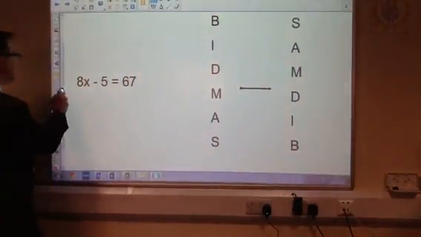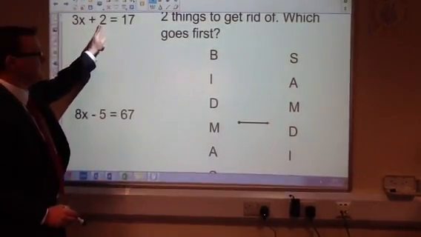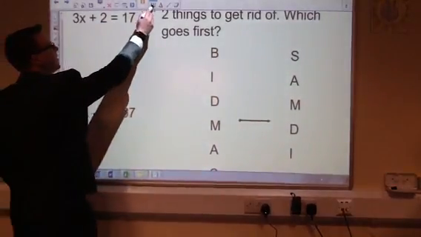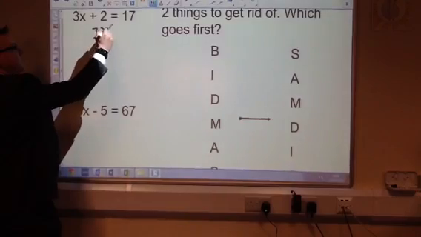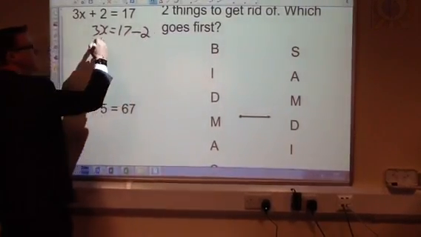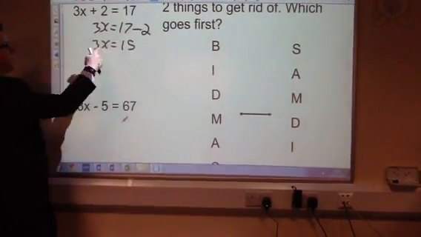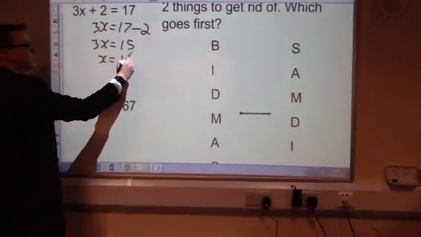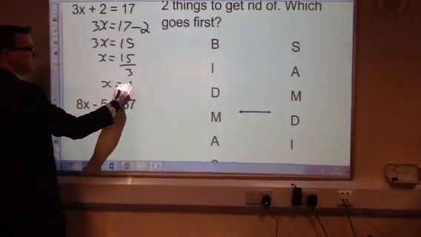Okay? So let's have a look at this equation. We've got a multiplication here, and we've got an addition. On my inverse, I get to the addition first, so I get rid of that first. So instead of having this plus 2, I'm going to go 3x, still got that, equals 17 minus 2. That's how I'm going to get rid of it. So 3x equals 15. I've then only got one thing to get rid of, this times by 3, and we get rid of that by dividing by 3. 15 divided by 3, so x equals 5.